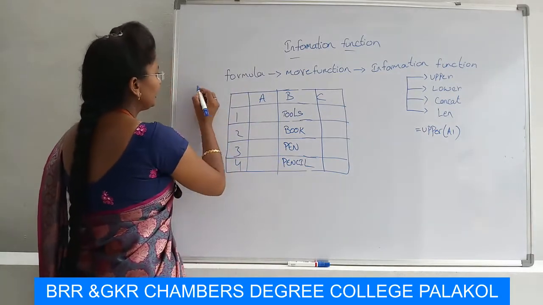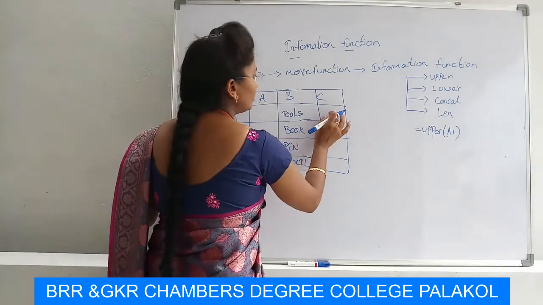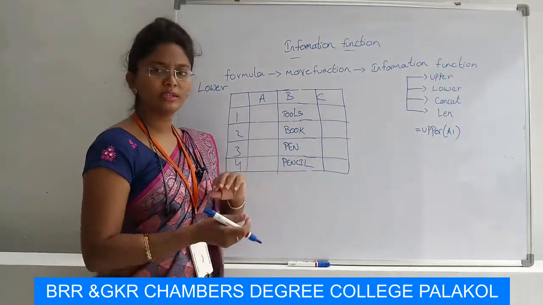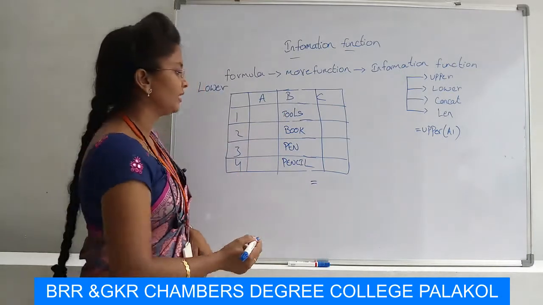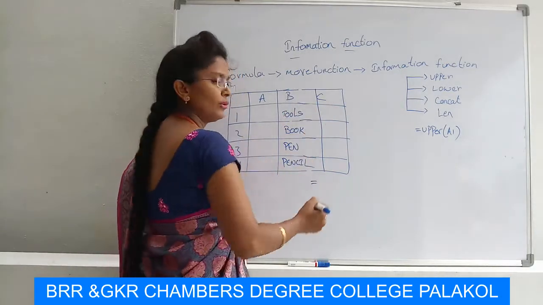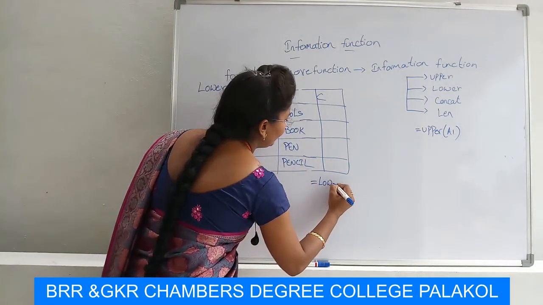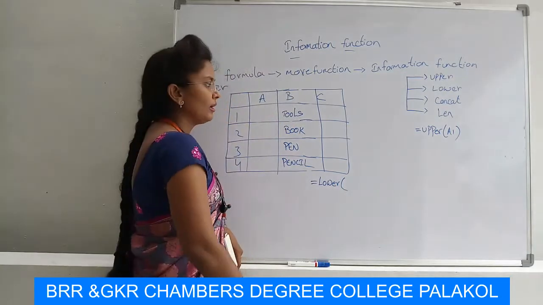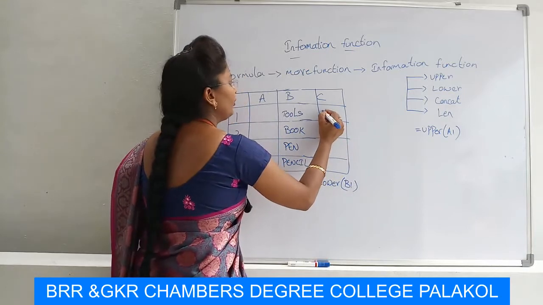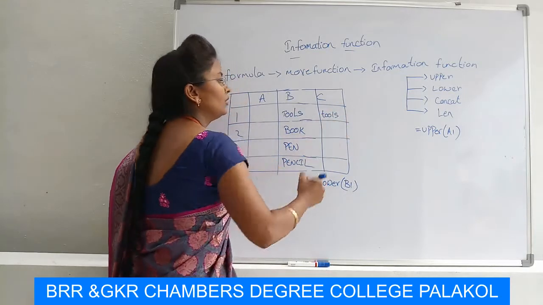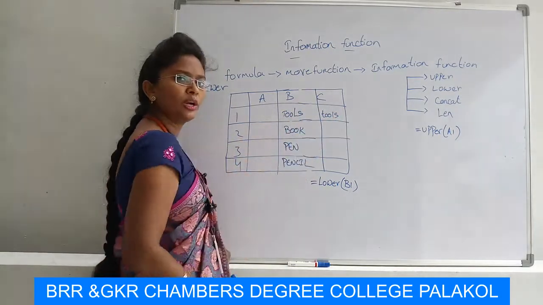The next function is the lower function, and I want to enter the formula in the C1 cell. I am selecting the C1 cell and clicking here, and the first one is the equal symbol, and then I have to enter the formula for the B1 cell. That means the next formula is lower, bracket open, this cell reference is B1. Then it will turn into small cases. That means capital letters are turned into small letters.